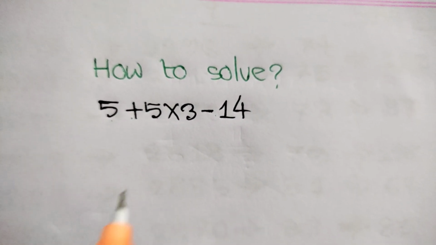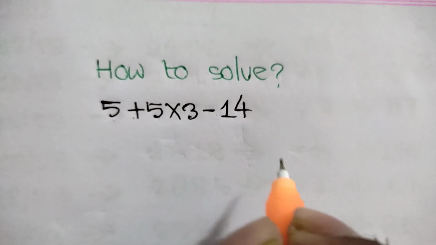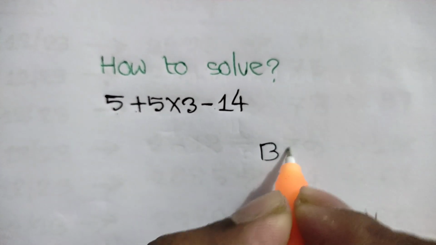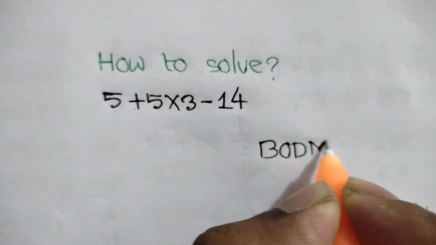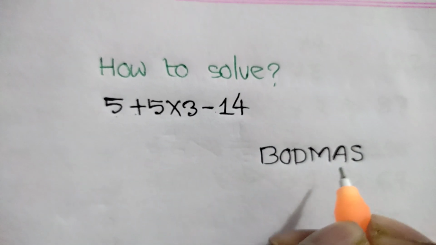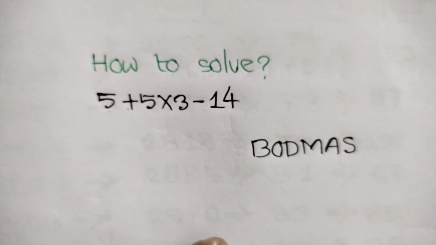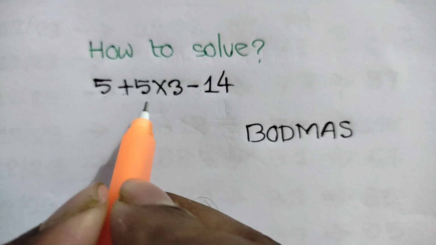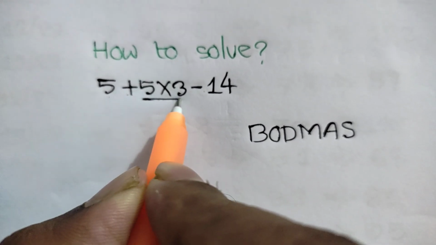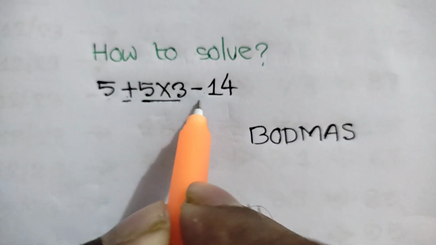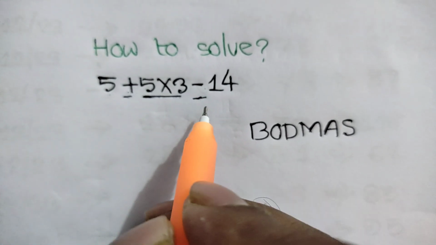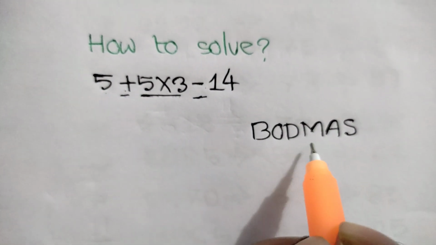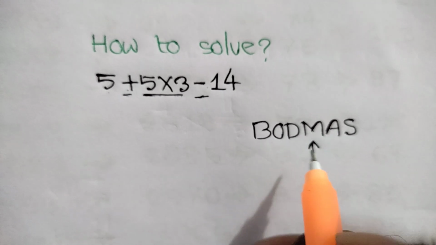From this problem we can use the BODMAS rule. BODMAS. Here we have a multiplication, an addition and a subtraction. At first we can use multiplication.